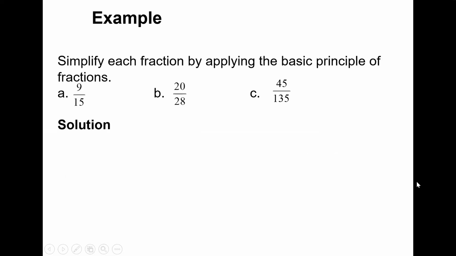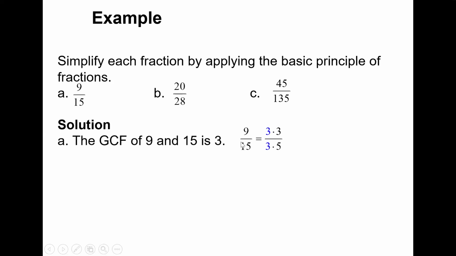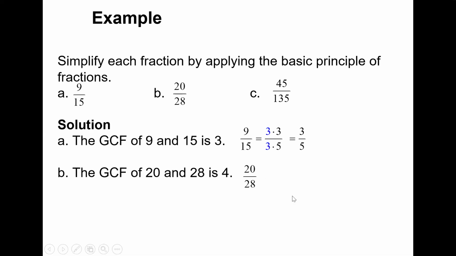All right, so now here we're supposed to simplify each fraction by applying the basic principle of fractions. With these, we want to reduce as much as possible. Like in the first one, 3 will go into 9 3 times, 3 will go into 15 5 times. So we should get 3/5 as our final answer after we cancel out the 3. Now, what about this one? We're going to divide out a 4, so we'll get 5 over 7, because the 4 over 4 cancels, and we get 5 over 7.